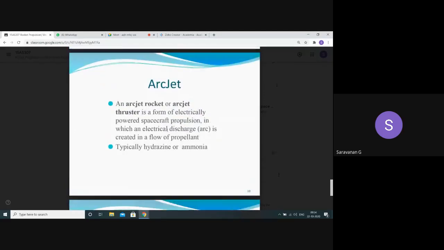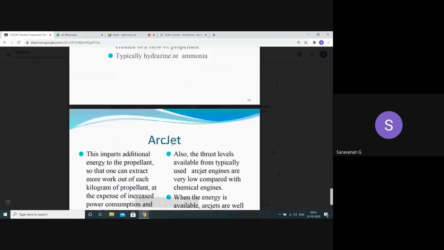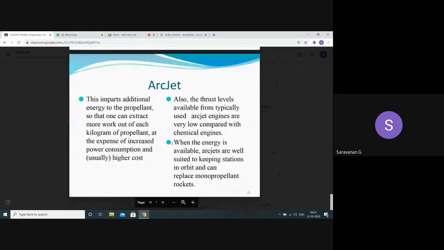An arcjet thruster is a form of electrically powered spacecraft propulsion in which an electrical discharge, known as an arc, is created in the flow of the propellant. Typically, we use hydrogen or ammonia for these cases. The arc adds additional energy to the propellant so that we can extract more work out of it, at the expense of power consumption and higher cost. And the thrust level available from this system is very low compared with chemical.